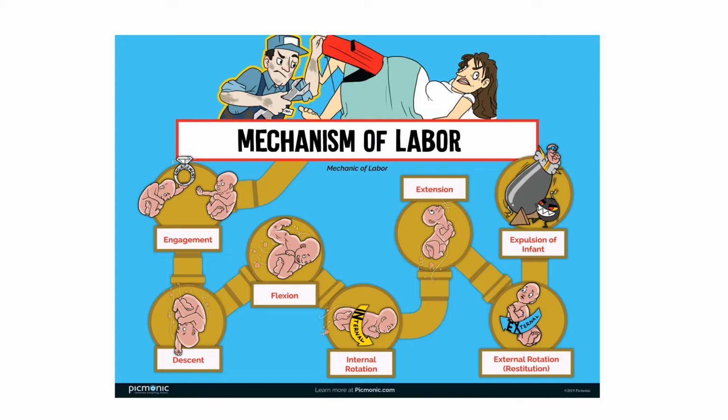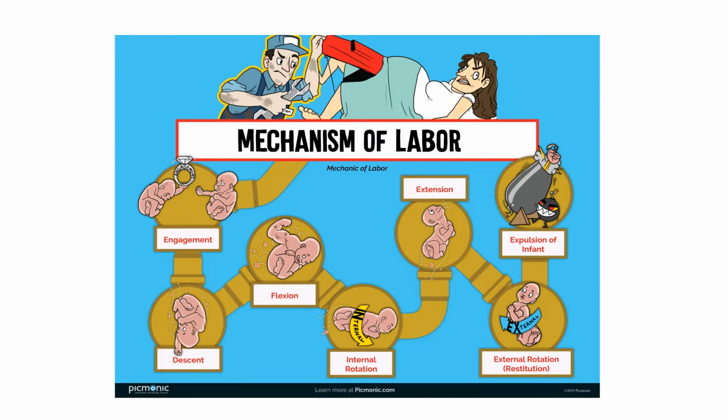Engagement is when the fetus first nestles into the pelvis. Descent is when the fetal head undergoes descent as it begins its journey through the pelvis. Flexion is the process of nodding the fetal head forward towards the fetal chest. You want them to put their head in close to their chest.